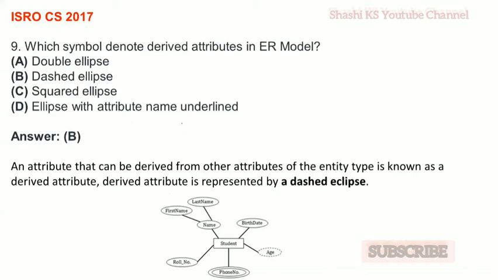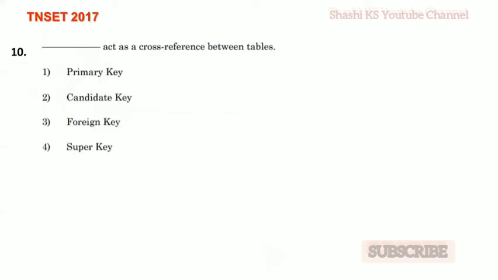An example of a derived attribute is age. Age is an attribute, and we can derive it from birth date. Such derived attributes are represented by using dashed ellipses. A derived attribute is nothing but an attribute which is derived from the other attributes of the entity type, and that is represented by using a dashed ellipse.